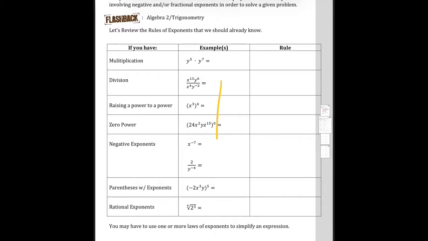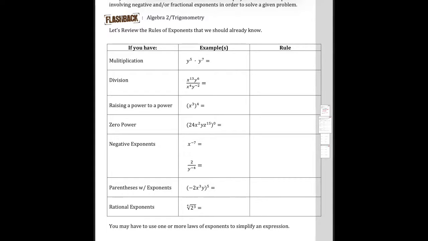Okay, so I am gonna ask you to again pause the video and write out whatever you know about these rules of exponents. You should already know about all of them, and then watch the video.